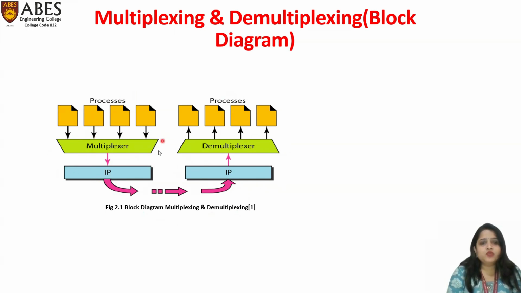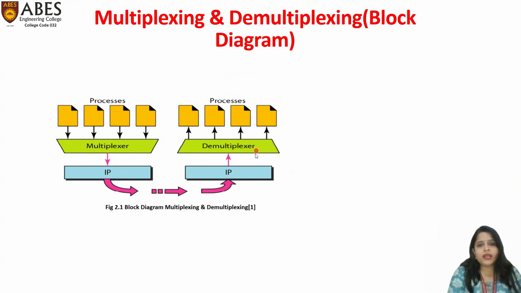Now, on the sending side, we use a device called a multiplexer, which receives multiple data stream messages and then converts them into a single data stream. So what happens is it just wraps these two messages into a single message and sends it to the receiver.